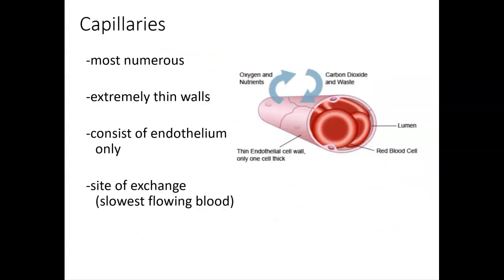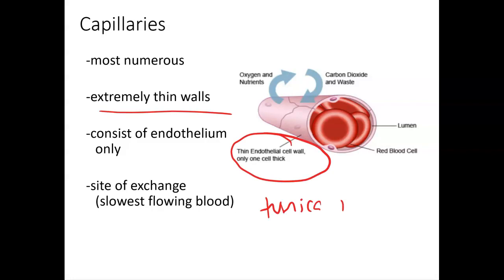Now, the capillaries are the most numerous of all the vessels. They have very, very thin walls. In fact, they only have the tunica intima, or you could call it the endothelium. It's the only layer, one layer of cells. So they're perfect for exchange. They'll be really good for filtration and diffusion. And the blood here is the slowest, which makes sense because if you're trying to exchange with your tissue cells, you want the blood to go through pretty slowly.